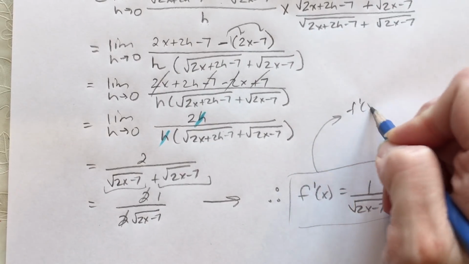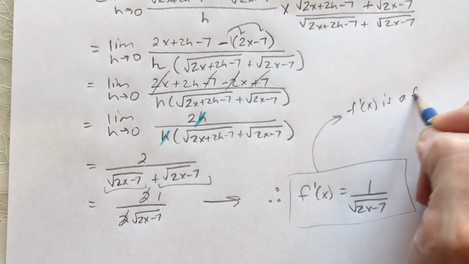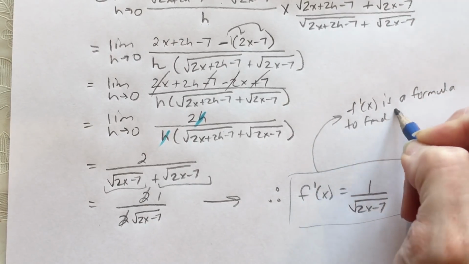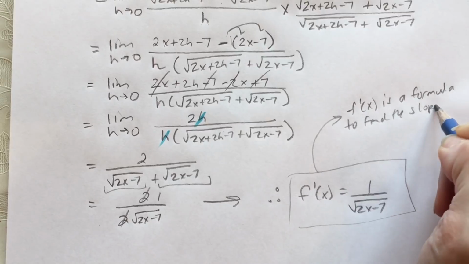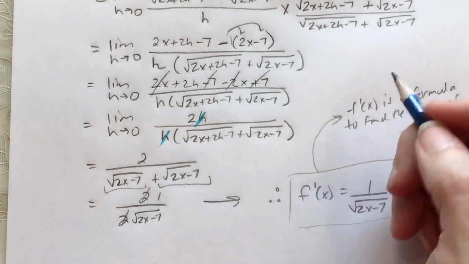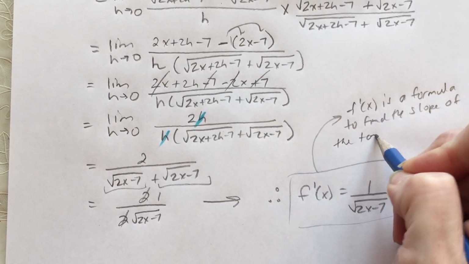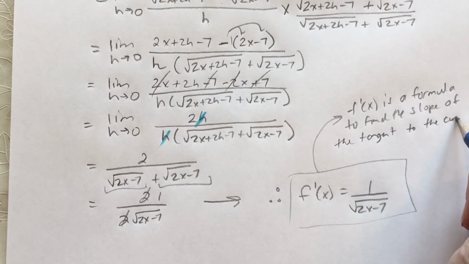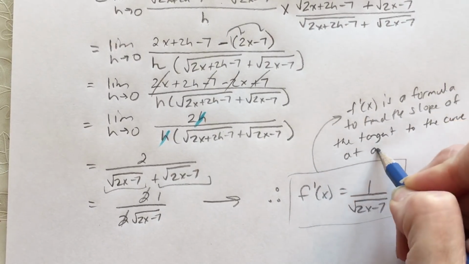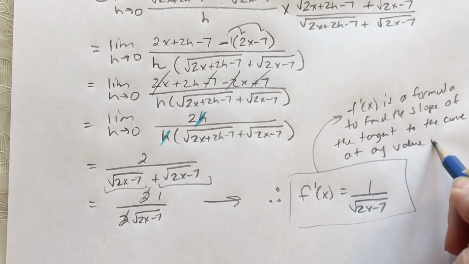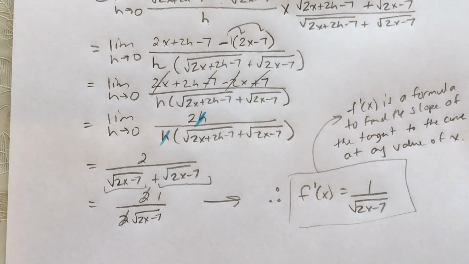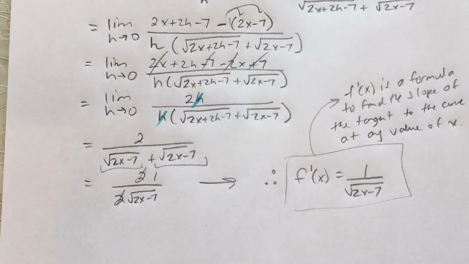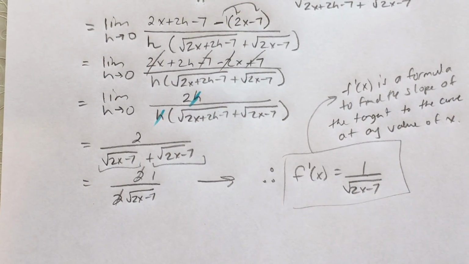f prime at x is a formula to find the slope of the tangent to the curve at any value of x. Okay, so that's what the derivative means. So that's A, we've done that.